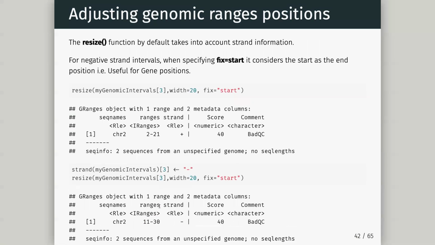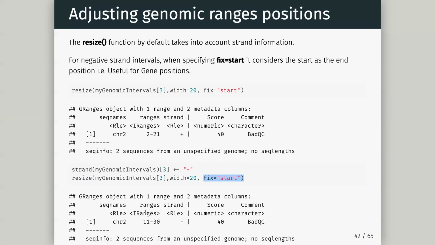30. The resize function, by default, takes into account strand information. If I provide here resize width equals 20, fix equals start, and this is on the positive strand, like it is here, when I say start, it believes the start to be the leftmost position in the GRanges. If I then assign, using the strand function, a negative to that, and I do the resize, and I tell it the same width and the same fix, you can see it does the opposite. It's working from the backwards.